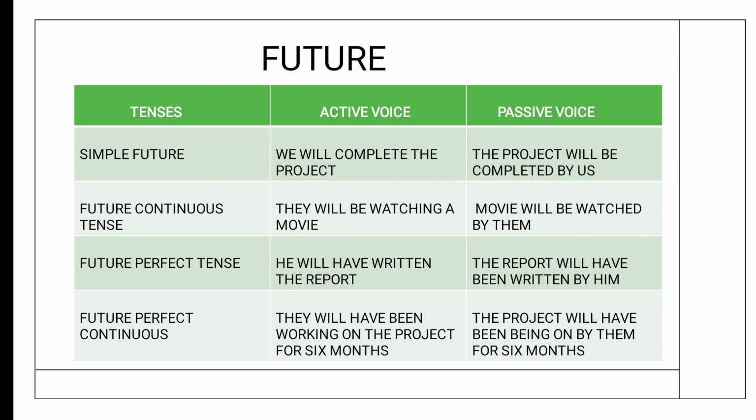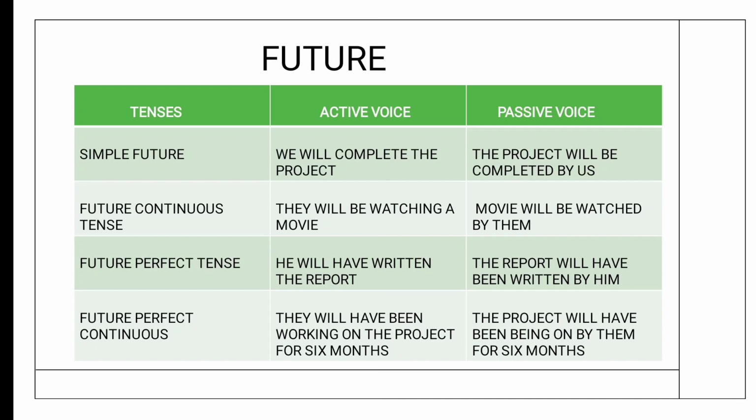Watching: watch, watched, watched. The V1 form of watch will become the V3 form of the verb. So that is watched, and add by plus them. They will become them. They will be watching a movie converts into a movie will be being watched by them.